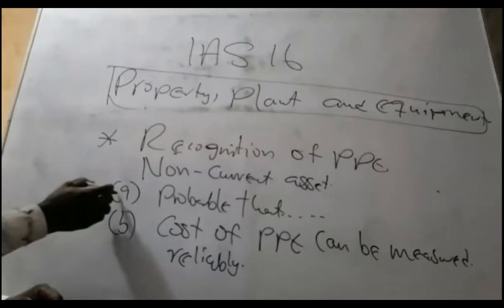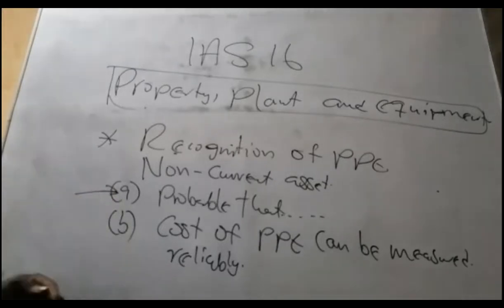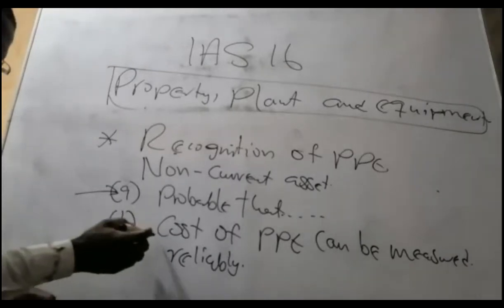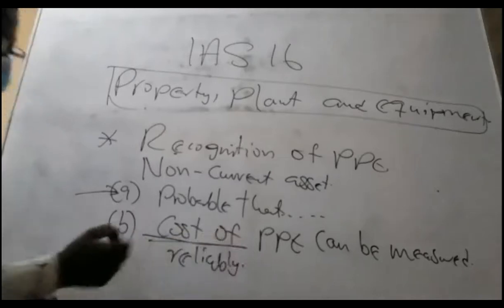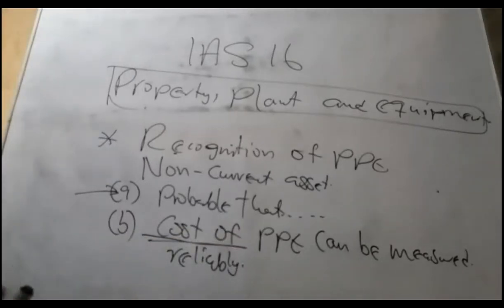So anytime you have assets and you are not the one controlling that asset, you cannot record that asset in your book. Good. Now let's go to the cost involved. Anytime you have PPE and you can't determine the cost of that PPE reasonably, don't put it inside the book.